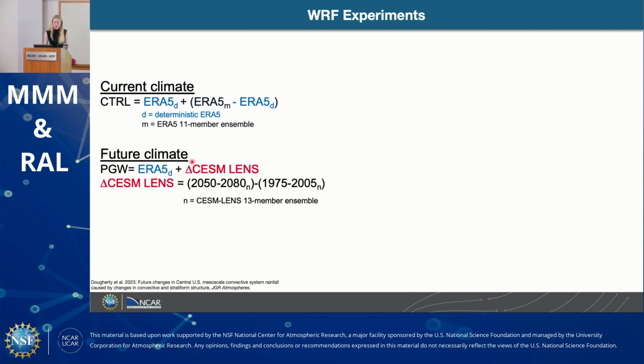I also used a future climate simulation. In this sense, I'm using the pseudo-global warming, or PGW, approach. Again, this is being forced by the ERA5 reanalysis data, but now I'm adding a delta signal. And this delta signal is from CESM LENS. And so from LENS, I'm taking a future period, in this case mid-century from 2050 to 2080, and subtracting a historical period, which I'm using 1975 to 2005. And we're using ensembles in the PGW framework as well. So I'm using 13 of the 40 LENS ensemble members to capture the future variability in these 8 MCSs.